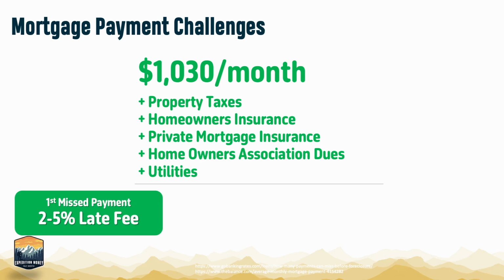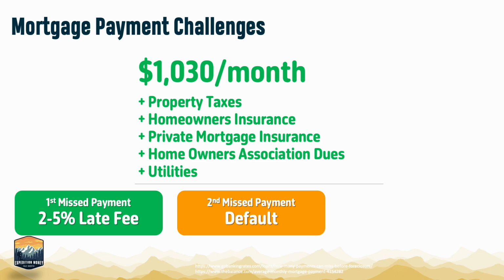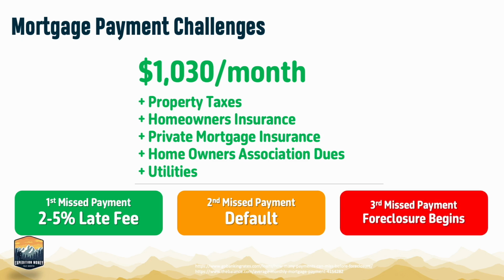When a payment is late after 15 days, it can result in a late fee. Usually about 2 to 5% of the regular monthly payment is tacked on. By the second missed payment, the mortgage can be considered in default. The lender will probably reach out to you and you'll receive late notices. It can be a good idea to reach out to a housing counselor at this point to avoid getting further behind. By the third missed payment, you'll usually receive a demand letter stating that you have 30 days to bring the mortgage current. This is also when your lender will initiate the foreclosure process and begin legal action.